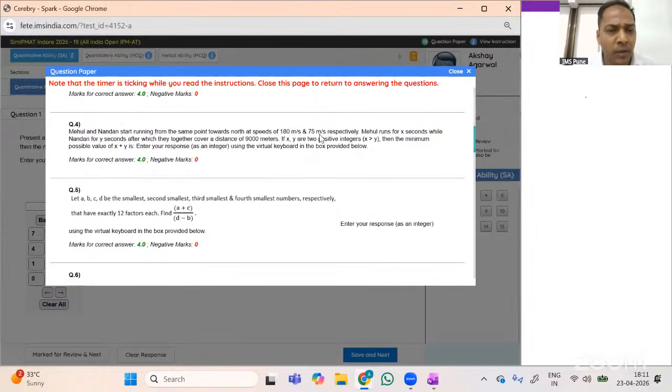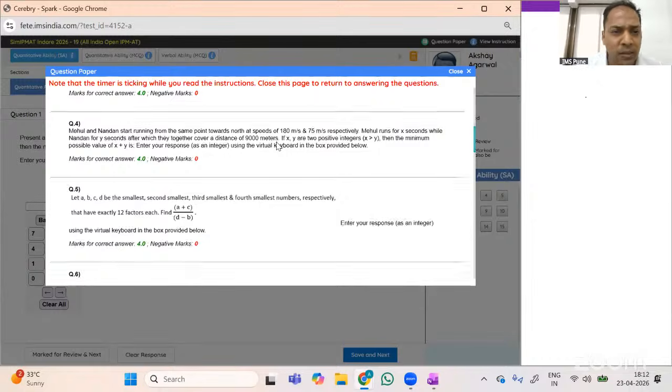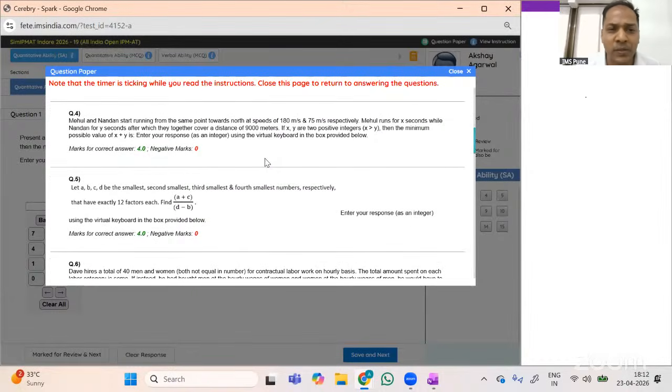180 plus 75 together, if they're running for some time. I think I'll be able to answer this one. Mehul runs for X seconds, after which they together cover a distance of this. What is the minimum possible value of X plus Y? I think I'll go try the 4th one.